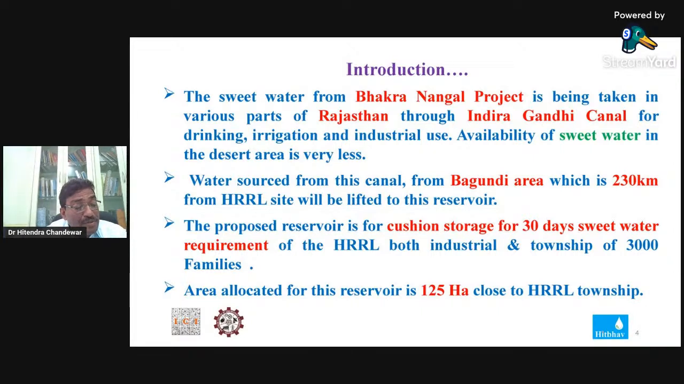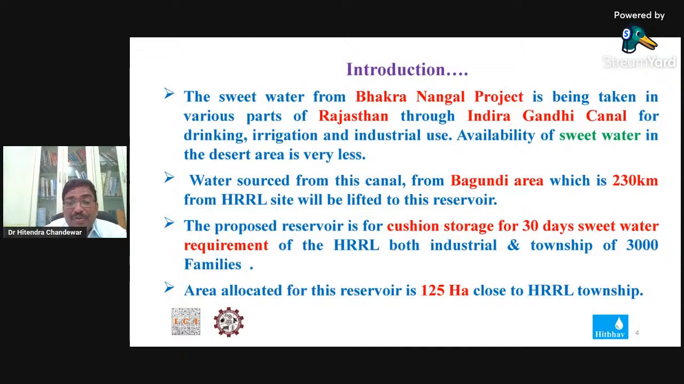The main source of water is the Bhakra Nangal Dam. But the good thing is that the Indira Gandhi Canal, which takes off from the Bhakra Nangal Dam, is running in most parts of Rajasthan, and is the main source of water for Rajasthan, for farming and even for drinking purposes. But the location of the Indira Gandhi Canal is about 230 kilometers from this area, from the factory area.